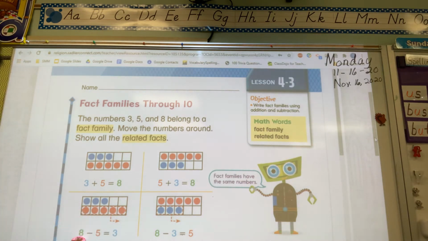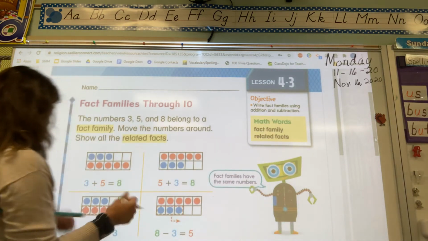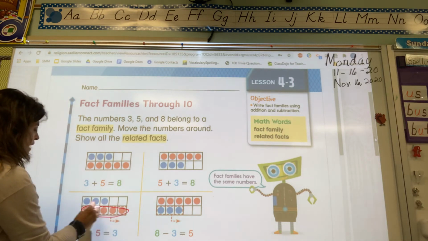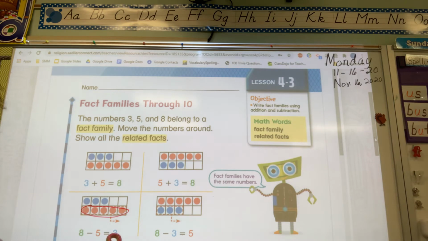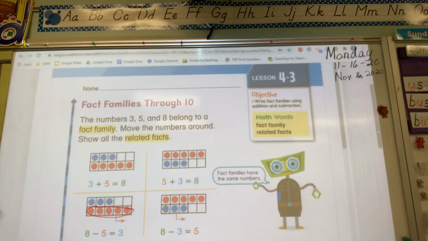So we have a total of our 8. 1, 2, 3, 4, 5, 6, 7, 8. And we are circling. We'll just trace right over these dots because we are going to take away 5. Taking away the 5. So 8 minus 5 equals 3.